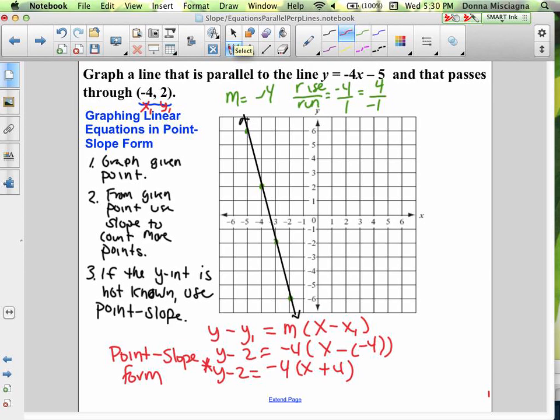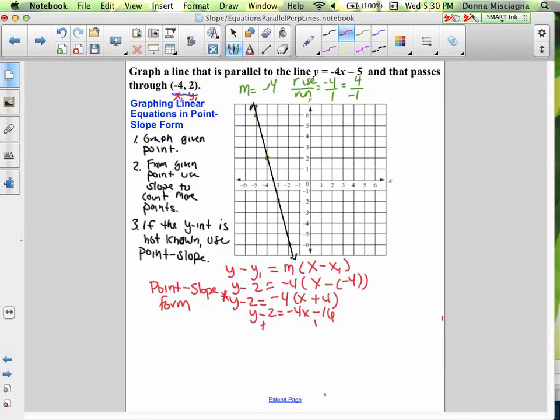To do that, we have to isolate y. That means we need to distribute that negative 4. So we have y minus 2 equals negative 4x. Negative 4 times 4 would be negative 16. And then we just have to add 2 to both sides. Oops, I did not mean to hit the extended page, but I think it's still not too small. All right, and so our equation is going to be y is equal to negative 4x minus 14.